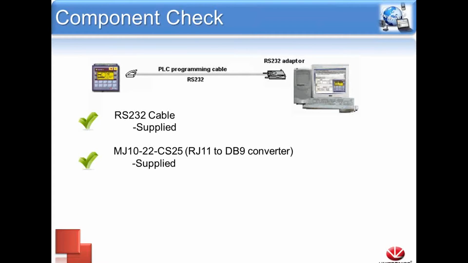If your PC has an available DB9 serial connection, you can then directly connect to the PC. However, many PCs no longer have this serial option. Therefore, if there is no serial connection available, you will need to use a USB to serial converter. This will be part number MJ10-22-CS35. This will directly connect from a USB port to the RS-232 serial adapter. This is an additional part that will not be included with the PLC and will need to be ordered separately.